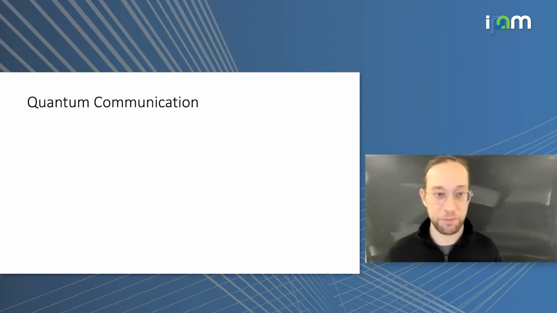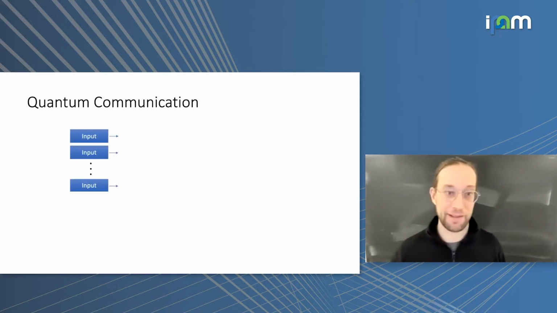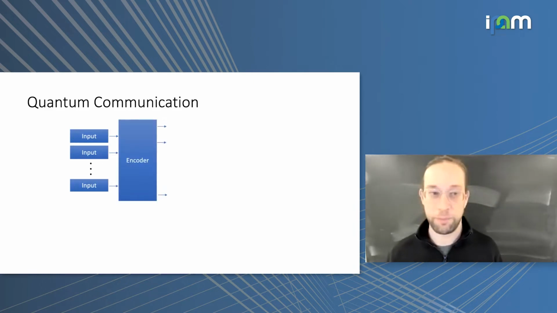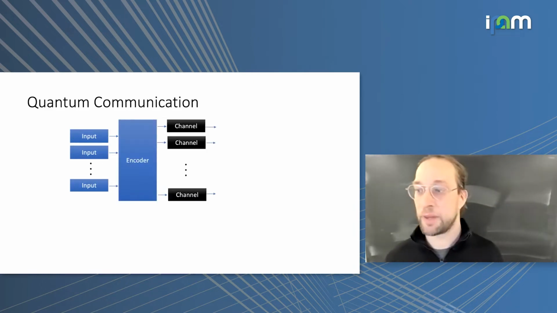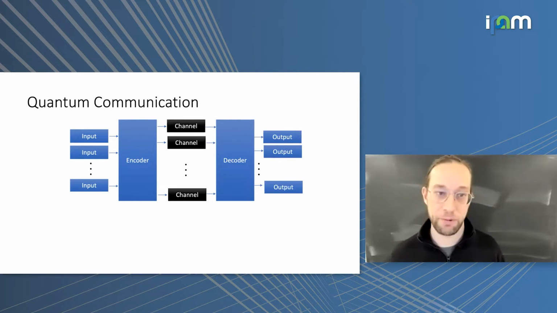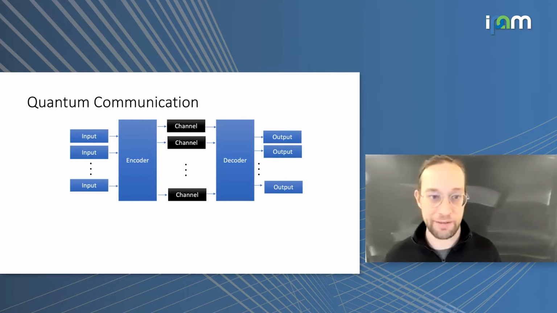So what is quantum communication, or what is classical communication? We have inputs from sources. We build an encoder. We push through channels, noisy channels. We put a decoder. We retrieve the output. In the classical case, input is classical, output is classical.